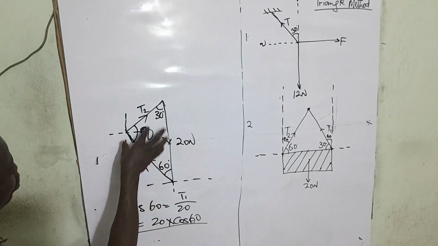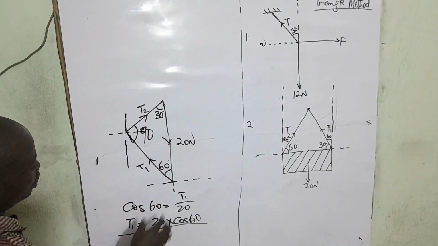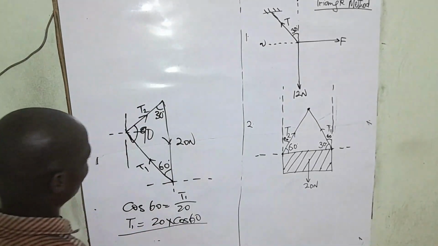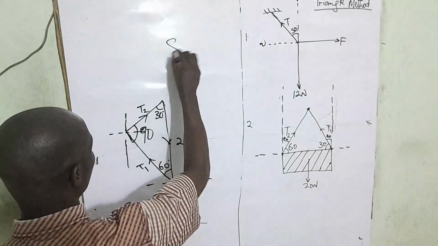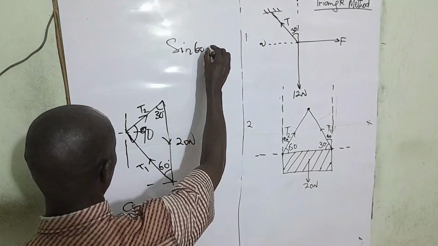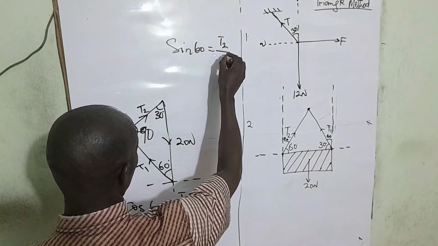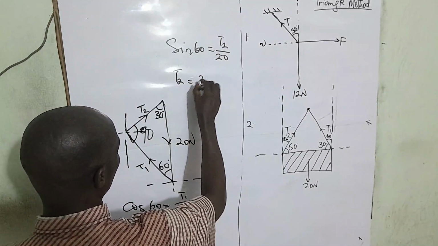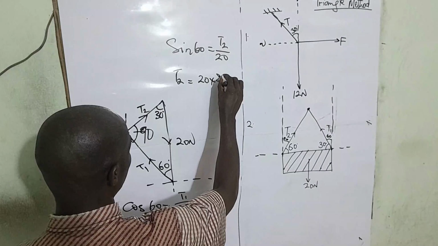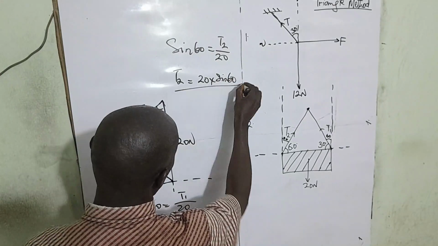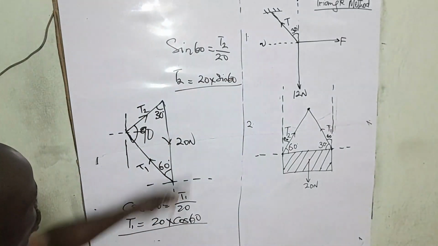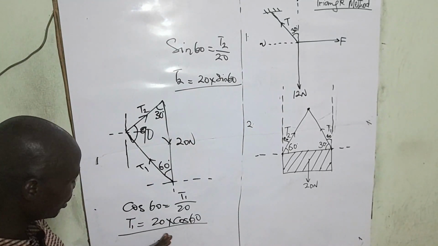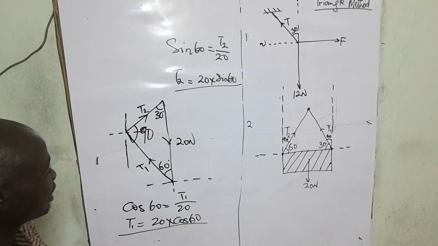And then coming to T2, T2 is opposite over hypotenuse, which is sine theta. So sine 60 is equal to T2 over 20. T2 is going to be 20 multiplied by sine 60, and that gives us the result. Once you multiply 20 by sine 60, you get the answer. And 20 multiplied by cos 60 gives us the answer for T1.